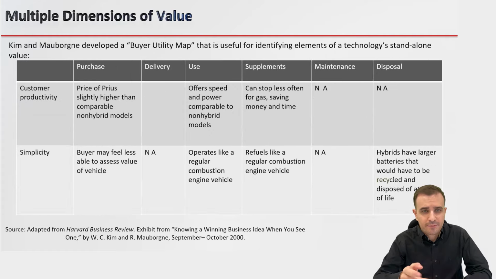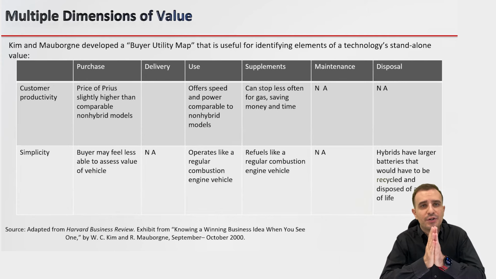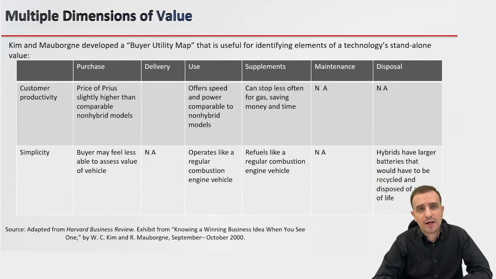You can also see here in my lecture notes an example of how we can apply this buyer utility map, which, just to repeat this again, is a way to evaluate the standalone value of a technology. So here in the slide, you can find an example of using the buyer utility map on the case of a car, the Toyota Prius. How can we evaluate the standalone value of the technology of the Toyota Prius by using the buyer utility map?